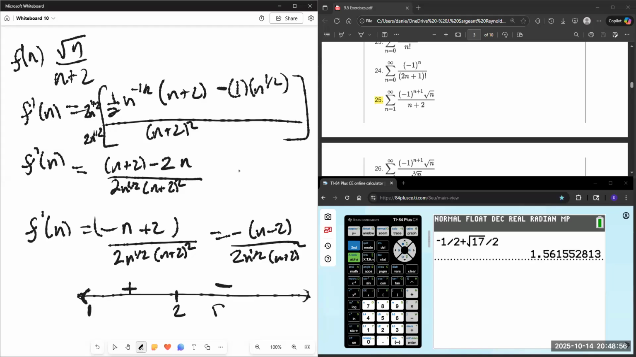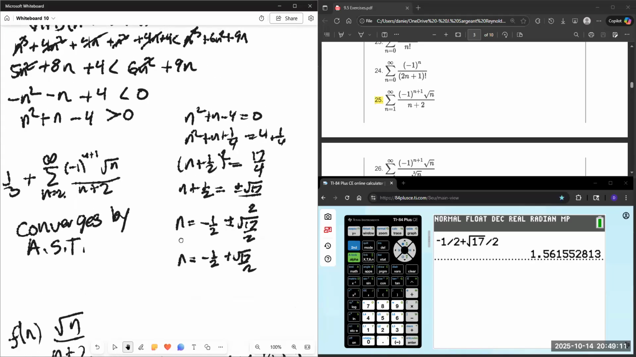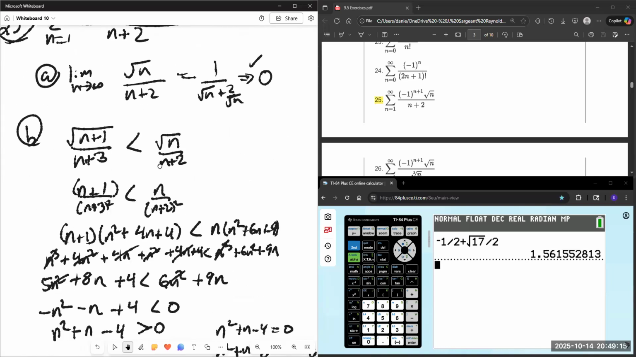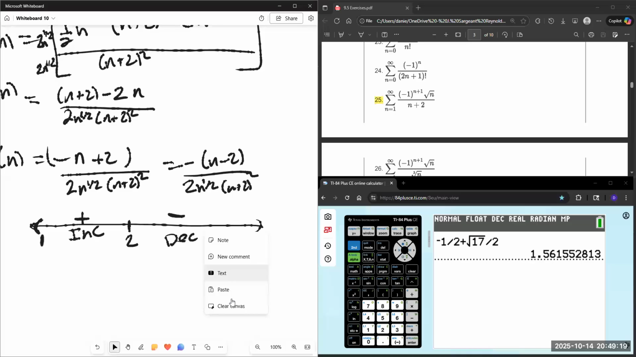So this is increasing from 1 to 2, and then decreasing from 2 to infinity. So I would need to pull off that first term since we started at 1 to make sure that I was decreasing from 2 to infinity.